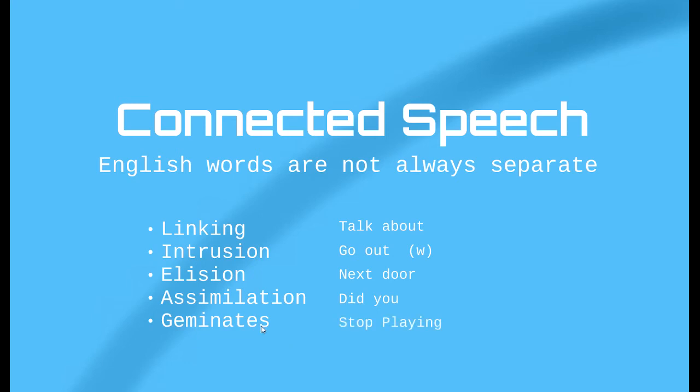And finally, with geminates, it comes from the word Gemini, meaning twins. So we have twins here. We have 2 letters that are the same, P and P. These P's go together to make one P. So I have stop playing, not stop playing. I have stop playing. Okay, so that's connected speech. We're going to learn a lot more about connected speech and practice that quite a bit this term.